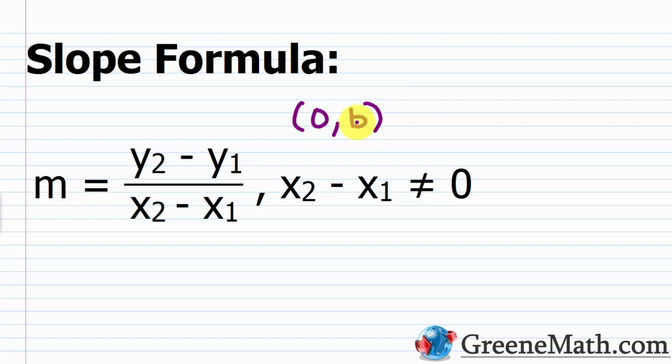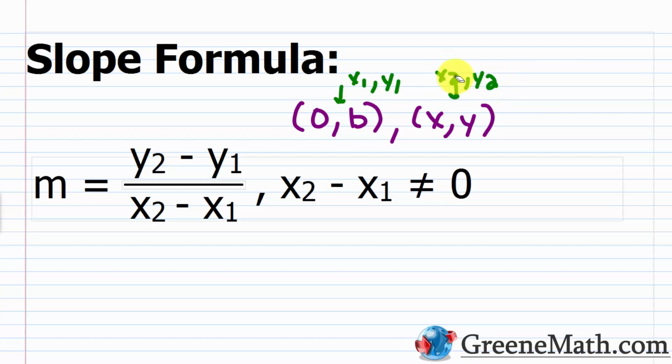So let's say I have that, and let's say my other point is just (x, y). I replace (0, b) with my x sub 1, y sub 1, and let's say the other is x sub 2, y sub 2. We're just going to plug in. For y sub 2, I'm going to have just y.